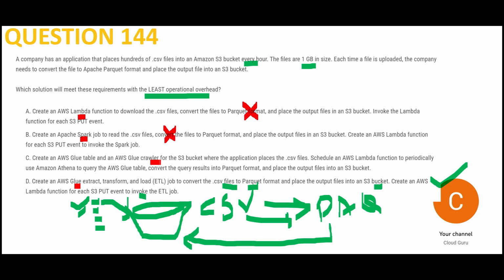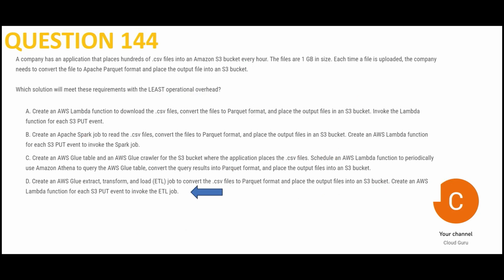Okay, then they are making use of Athena to query the Glue table. Then the conversion would happen. That's a very difficult kind of solution. It is not the least operational overhead. And this kind of solution, I would frankly say, is a very ridiculous solution. Our answer is option D. We will use Glue to convert CSV to Parquet and put the converted file back in S3.